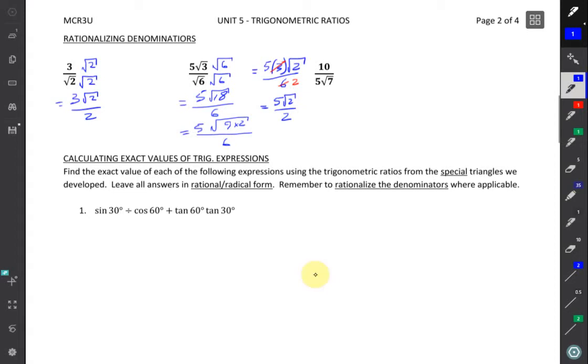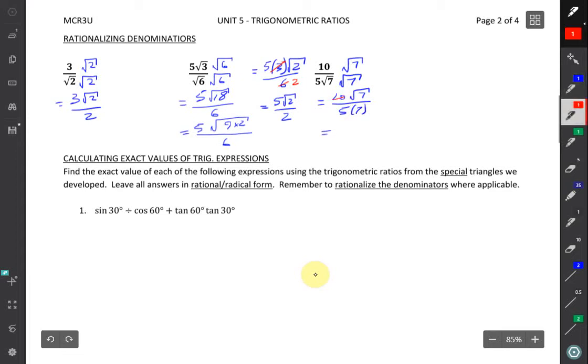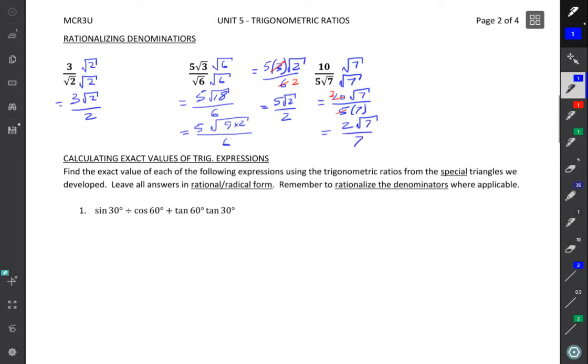Finally, for this third question, I will multiply root 7 times the denominator and the numerator. That gives me 10 root 7 all over 5 times 7. Once again, there's canceling. 10 divided by 5 is 2. I'm left with 2 root 7 over 7. So a math convention will be that anytime we have a root in the denominator of our final answer, we're going to do this rationalization to make sure we have a whole number in the denominator.